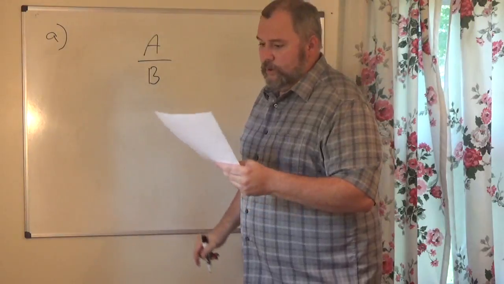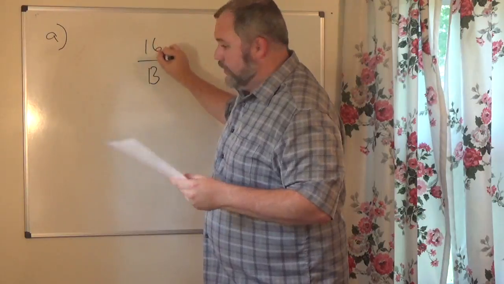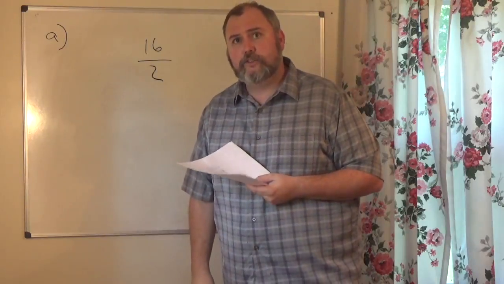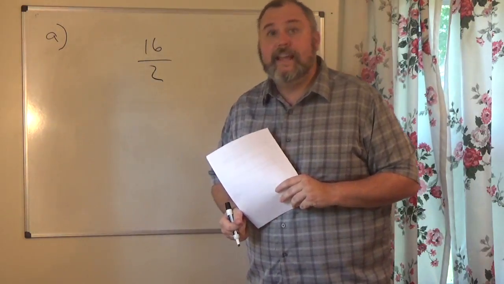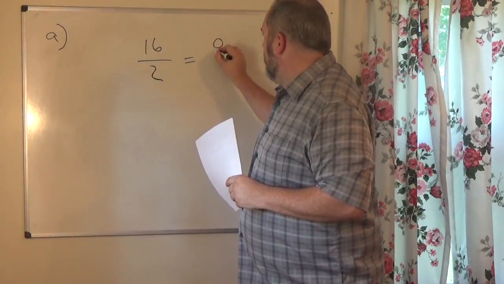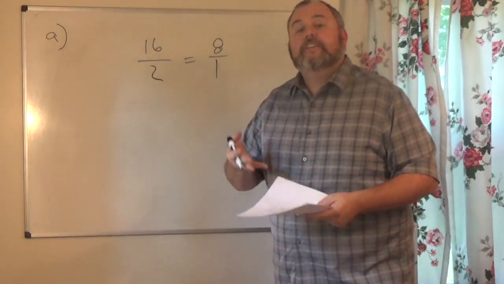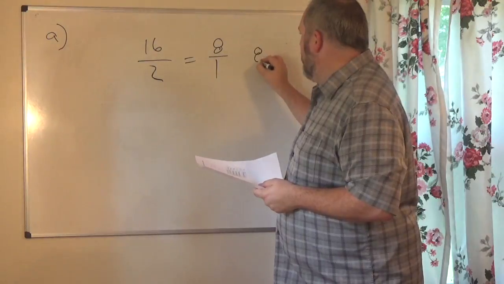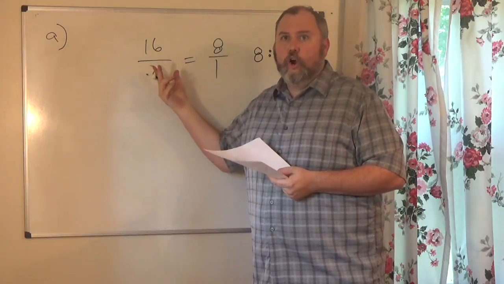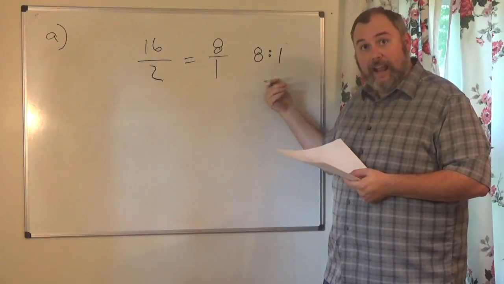So A happens to be, according to this, 16. B happens to be 2. Well, this says 16 over 2. Can this be simplified? Yes, it can. We know that we can simplify it as 8 over 1. Well, what's another way of writing 8 over 1? Just like you see as the answer, 8 to 1. That's how this works. I took this A over B, simplified it, and then rewrote it as that ratio that they're asking for.